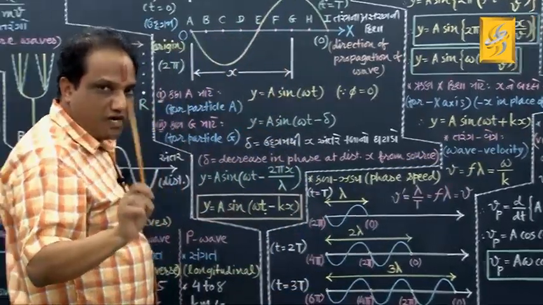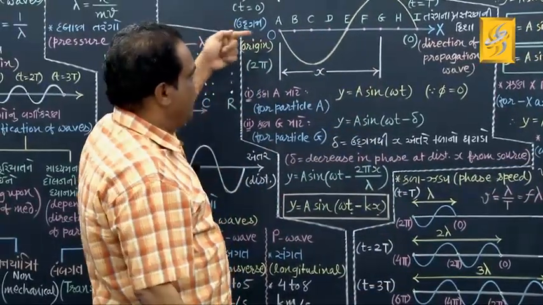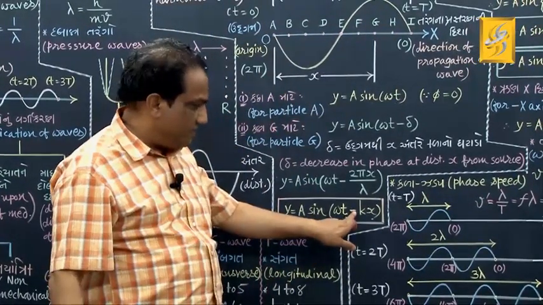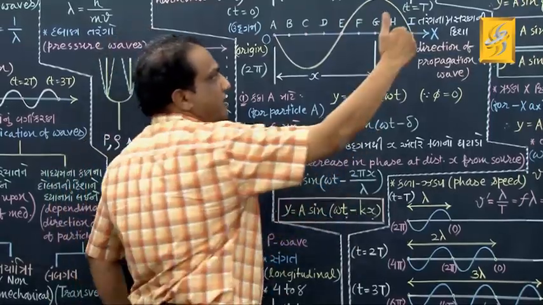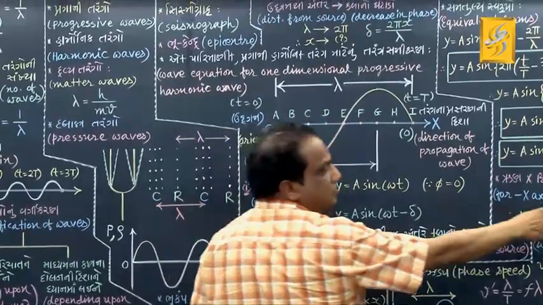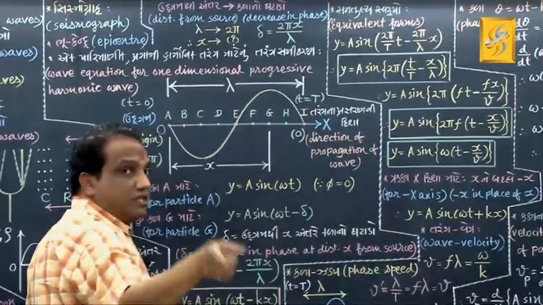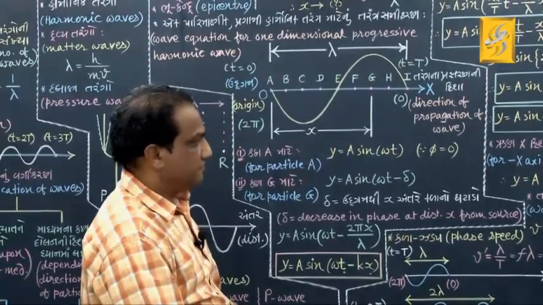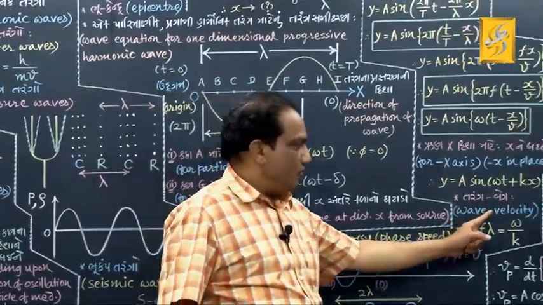I just suggest one idea to remember. If the wave is propagating along the positive x-axis, then for positive there is a negative sign here. And if the wave is propagating along the negative x-axis, then for negative x-axis there is a positive sign here. For positive there is a negative, for negative there is a positive. Simple? Fine.